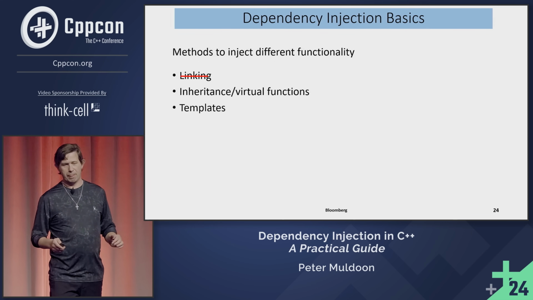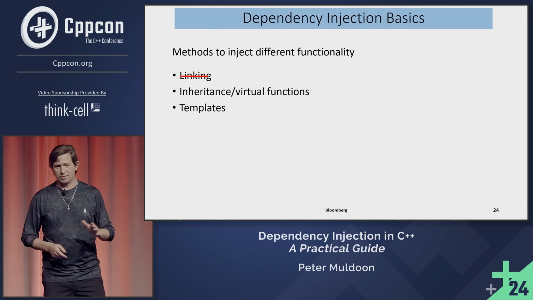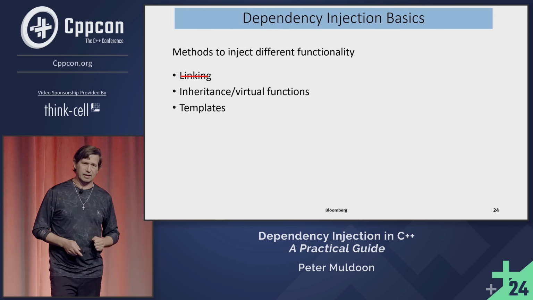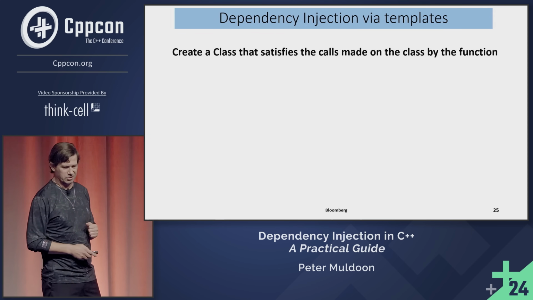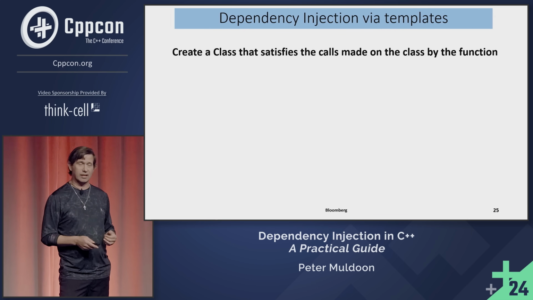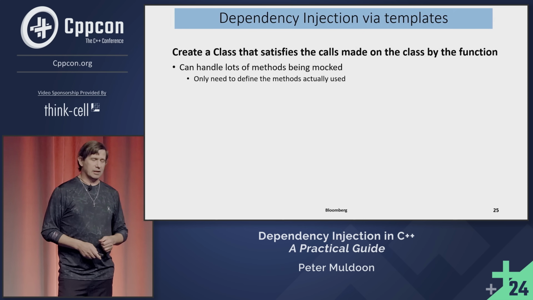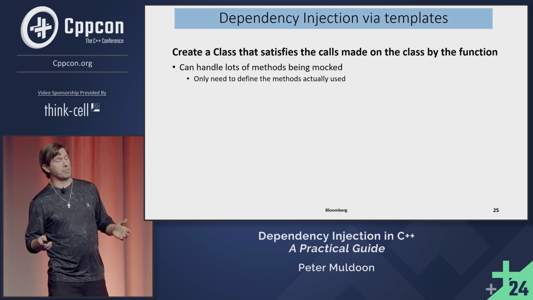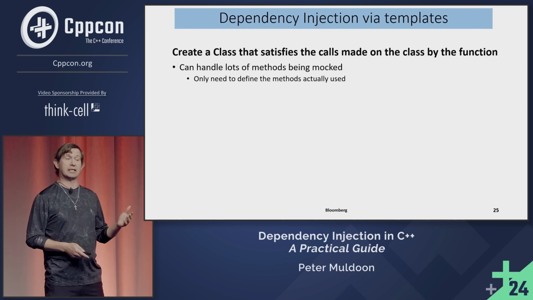All right, cool. Templates, all right? So if you're using inheritance, you're part of the old school, you're not very cool. You want to move to templates. It's more complicated, so it looks cooler. So you create a class that satisfies the calls that are made on that piece of injected functionality. And it also can handle lots of methods, so that's great. But we only need to define the methods we actually need.